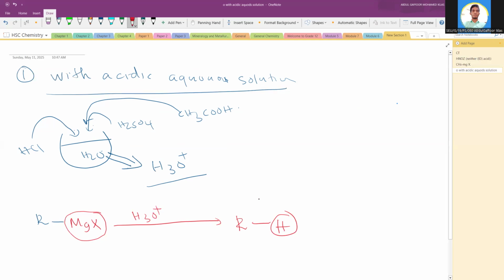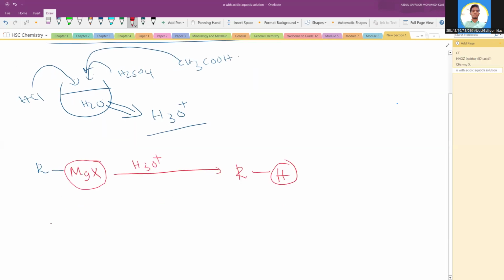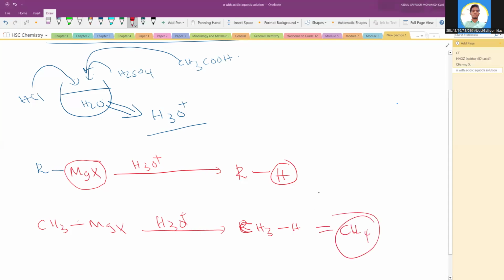For example, let's say we have CH3MgX. From the Grignard reagent, you have to make methane. So you just put H3O plus so that you get CH3H, which is literally equal to CH4.